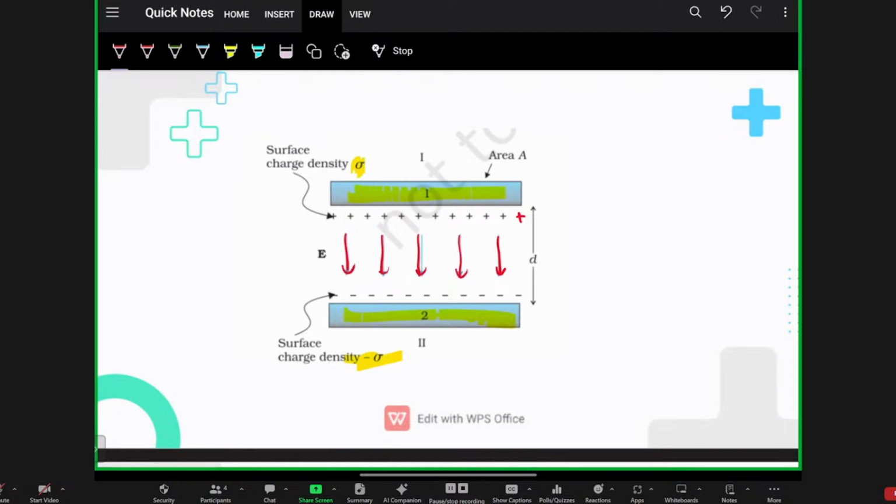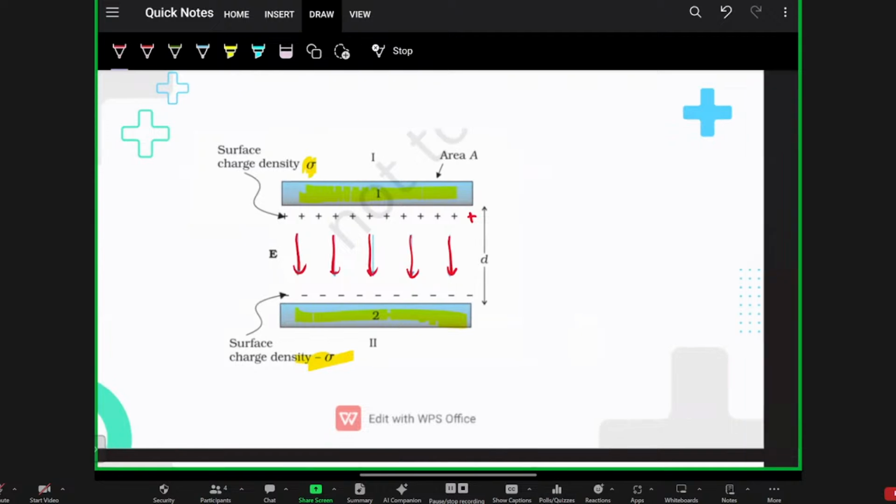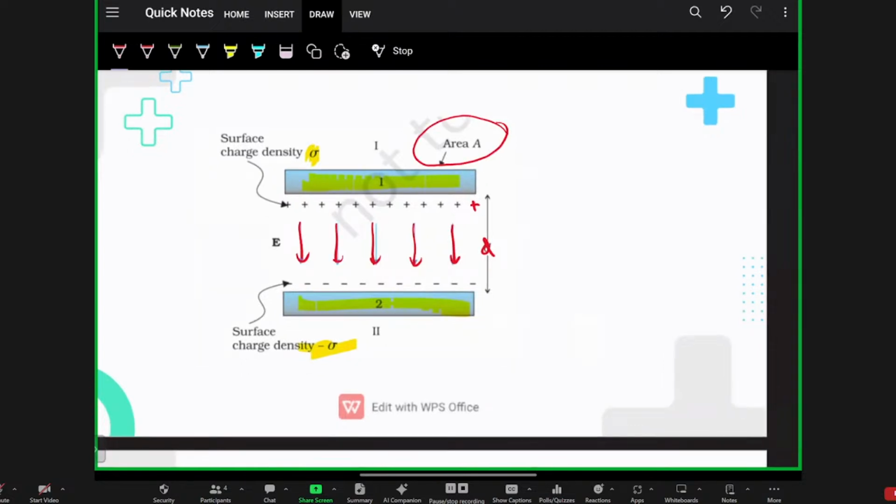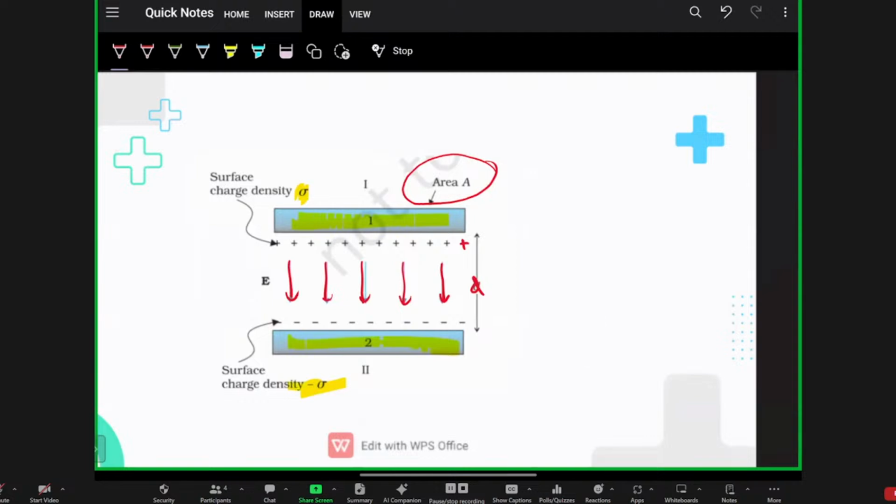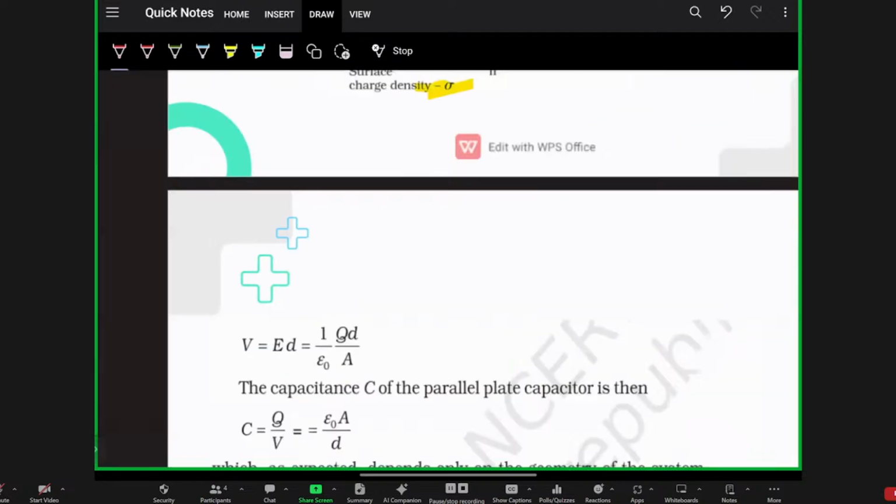Yes, and the distance between the two plates is d, and the area of each plate is a. So the surface charge density is sigma. We know that sigma is equal to q by a. So the total charge will be a sigma here, and minus a sigma here. Okay, clear? Yes.